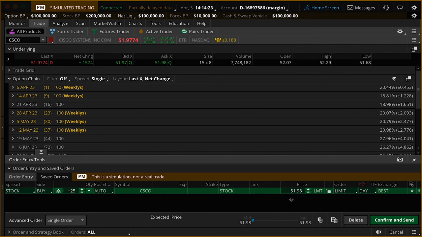Now, a limit order is where you put in a price that you want to pay. You only receive this price or better with a limit order. Currently we have it in there at $51.98, which is the current ask price of the stock. Now, we could definitely lower that price a little bit if we wanted to. But right now, let's just go ahead and send this off to the market and see if we can get a fill, and we'll look at changing the price a little later on.